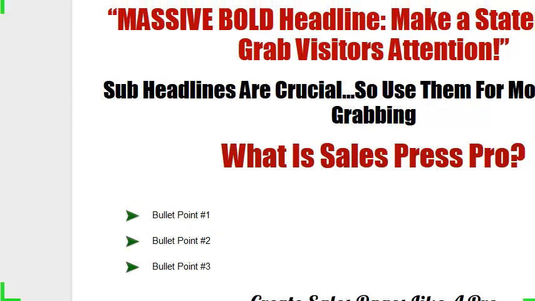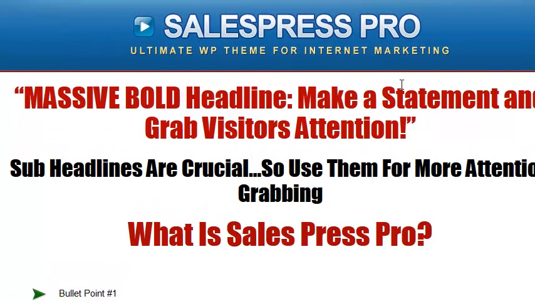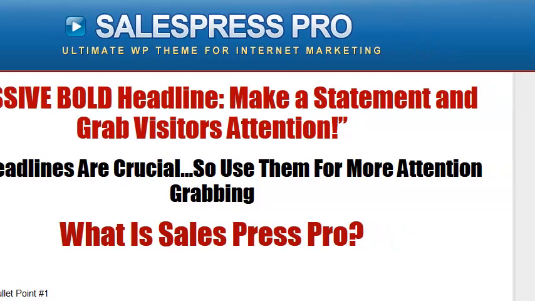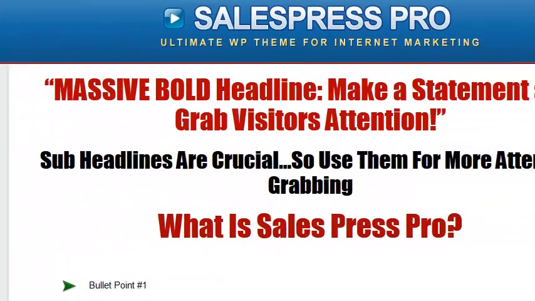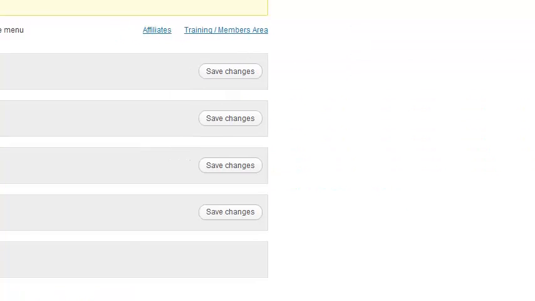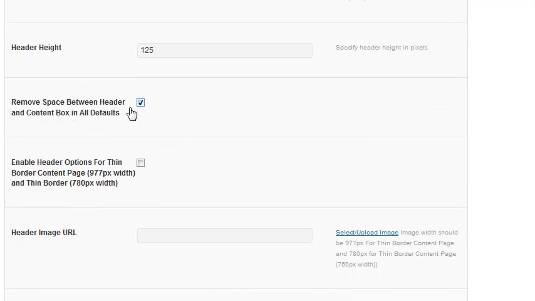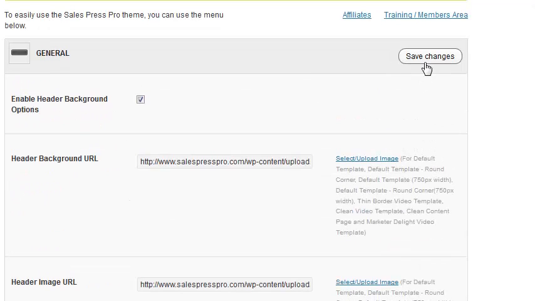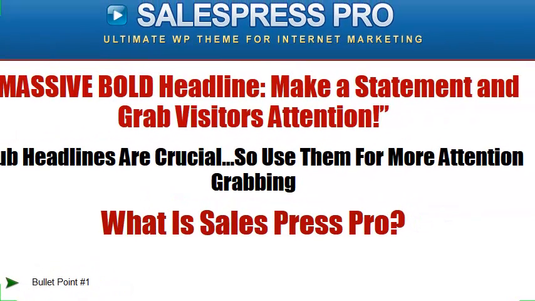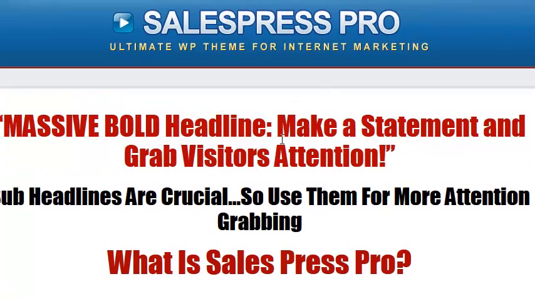And now you'll see here that there's no area between the header and the content box. So if I click on refresh again, you'll see that all the way across there's that header, and there's no space. So for example, if I come back here and deselect remove space and save changes, you'll see what happens here. You'll see a space. You see that space there?